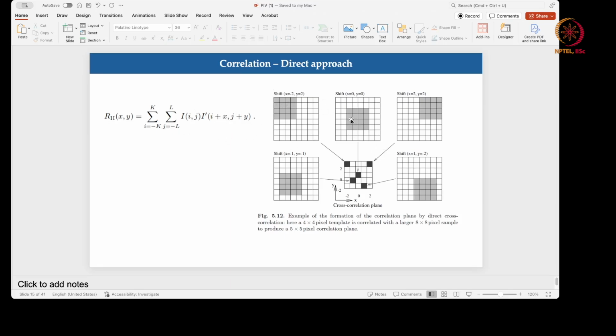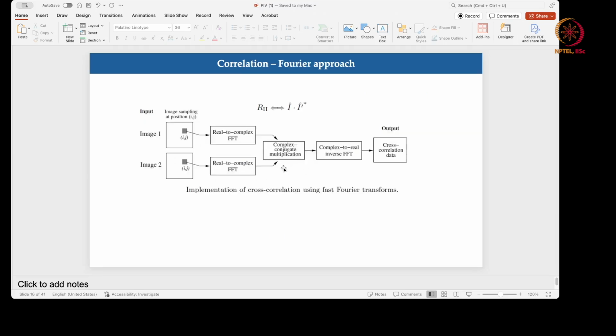This is the shift. You are basically shifting this template all over, and this gives rise to a 5 by 5 pixel correlation. This we know is 2m plus 1 and 2n plus 1. So this is how the correlation actually happens. This is the direct approach. The Fourier approach will be that you take the two images, you do the real to complex Fourier transform, and then you multiply by the complex conjugate like this. Then you do a complex to real inverse Fourier transform, and then you get the correlation data. This is the way that most fast Fourier transform methods actually work.